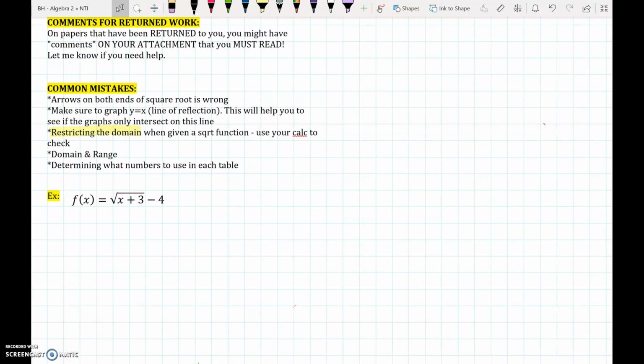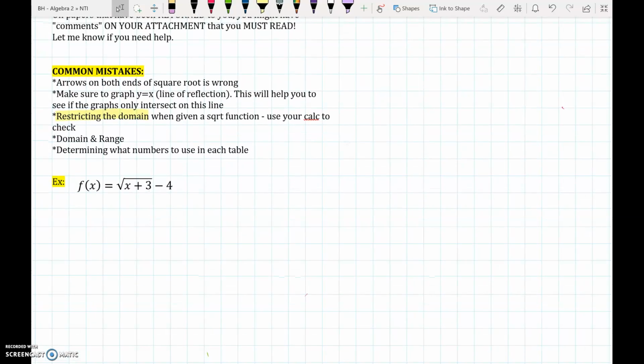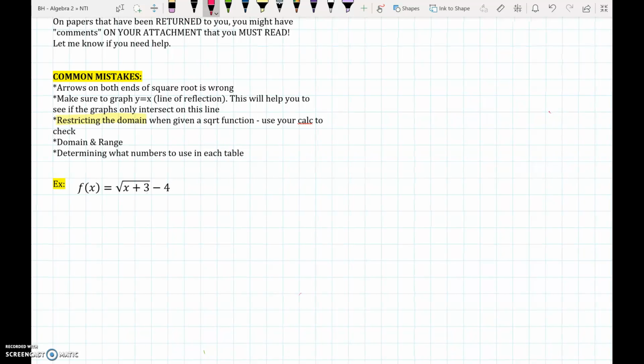We're going to do this example. The first thing we need to do is go ahead and solve for the inverse. So I'm going to switch my x and y values. And then I'm going to solve for y. So I need to add 4 to both sides.